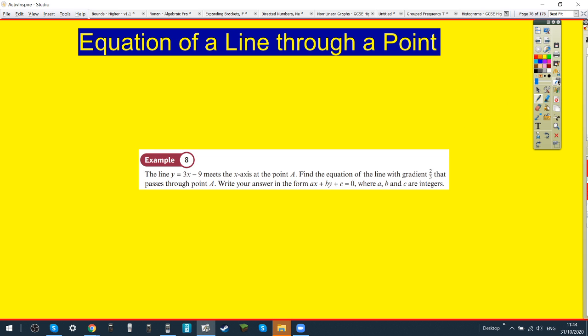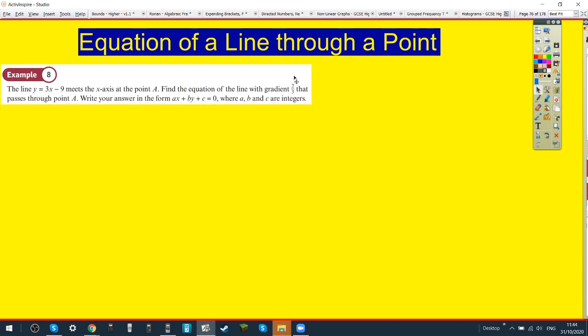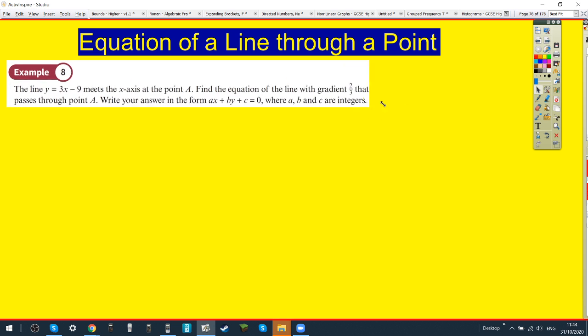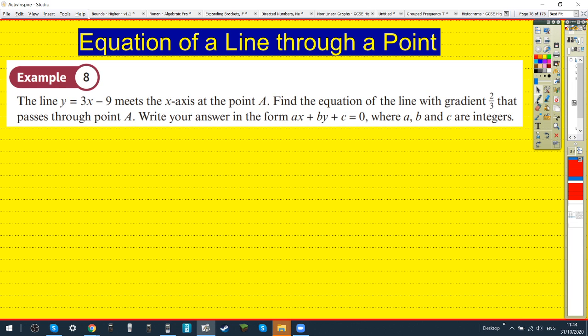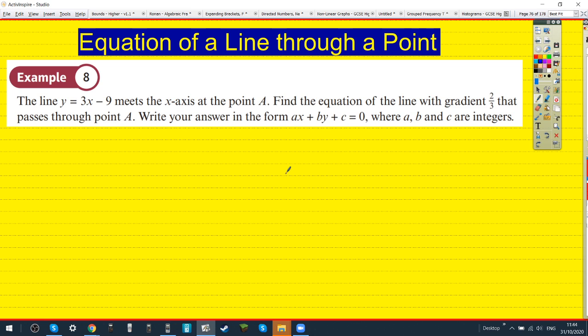Equation of a line through a point. This strikes me as very similar. Now this will make more sense with the ABC thing, I think. Okay, how do we do this?